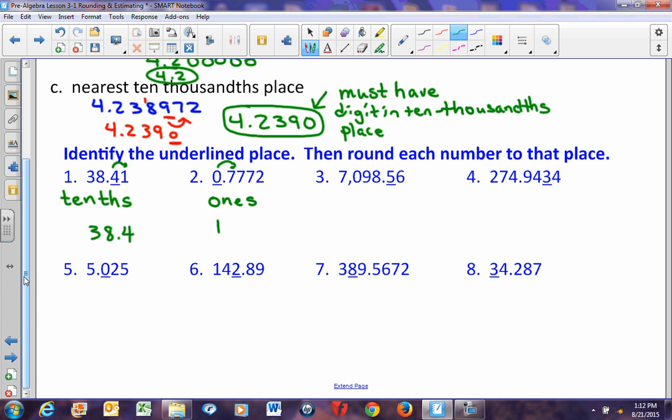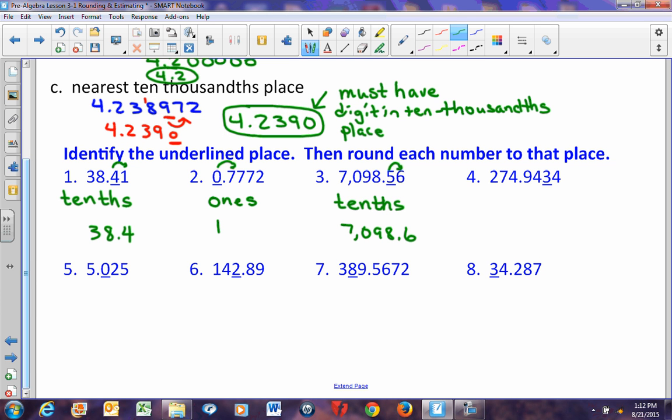Here we have 7,098 and 56 hundredths. The 5 is in the tenths place. I look to the right, it is a 5 or greater, so 7,098.6.